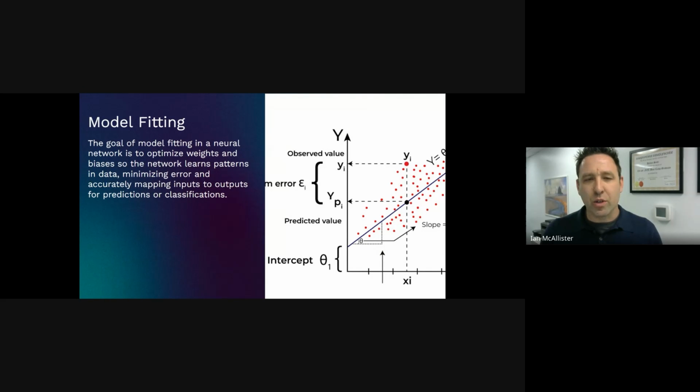So let's take a closer look at the process of model fitting in a neural network. At its core, the goal of model fitting is to optimize the weights and biases within the network. These are the parameters that the model adjusts during training in order to learn properties in the data. By minimizing error, often through a process called gradient descent, the model becomes better at mapping inputs to outputs, whether it's making a prediction or performing categorizations.